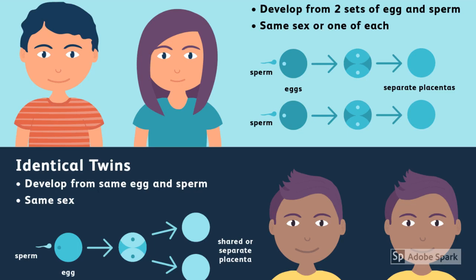Multiple births can occur if more than one sperm fertilizes more than one egg. Those would be considered fraternal twins. Identical twins is when one egg splits with the same DNA.